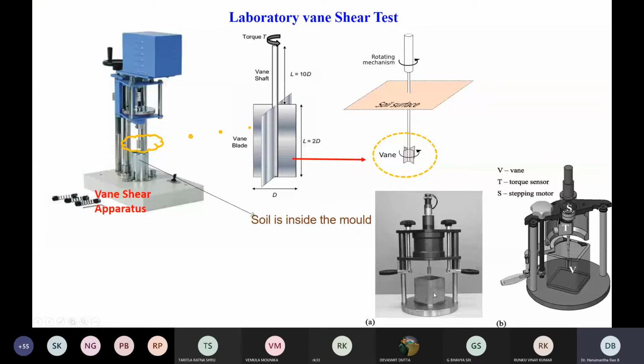This is another schematic diagram. This equipment has a provision to lift or lower the vane shear blade. This is the vane blade. As you can see in the bottom right side diagrams A and B, here the vane is at the uppermost position. Here you can see the vane is lowered into the soil. So in a nutshell, we can understand that the vane shear test can be conducted in the field as well as in the laboratory.